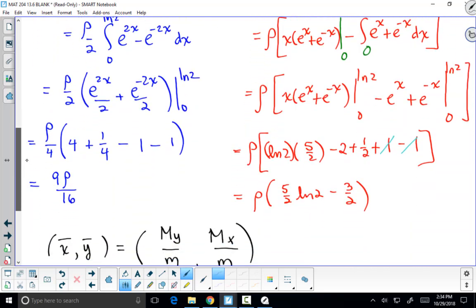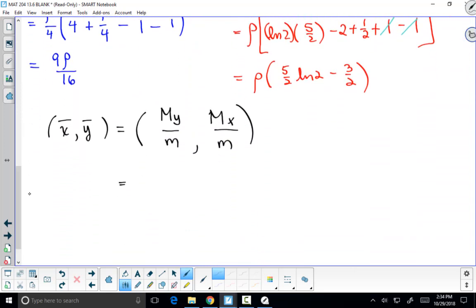So rho over 2. So we multiply this by 2 over rho. Multiply that by 2 over rho. So the rho's go away. And so this is why I said that in the beginning, if you have uniform density, you can just assume the density is 1 and you're going to get the same answer. Then you don't have to write rho all the way through.